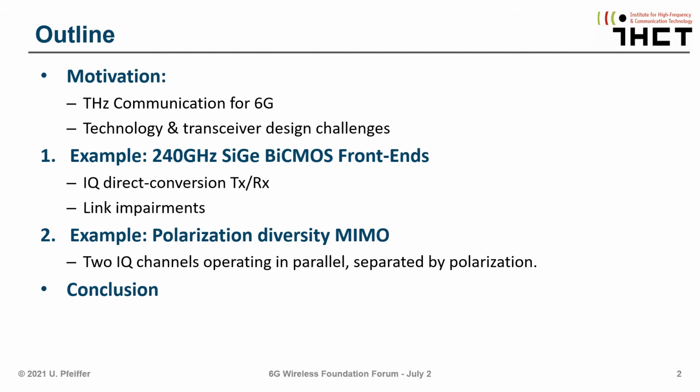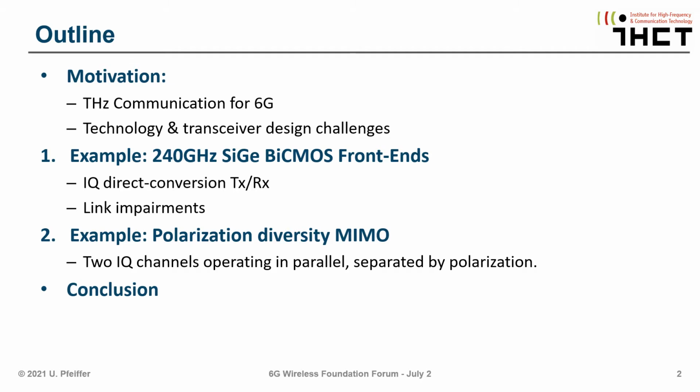Now, the outline of my talk is as follows. I will first give you a motivation why we would like to use terahertz frequencies for communication in 6G. And I will present to you some of the technology options that we have available. And then from there, we are talking about some of the transceiver design challenges to implement front ends in silicon technologies. And the first example is going to be about a 240 gigahertz SiGe BiCMOS front end, which is based on an IQ direct conversion transmit and receive chipset architecture.